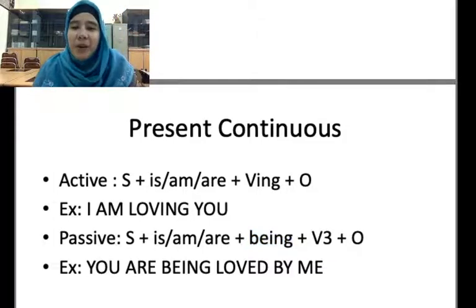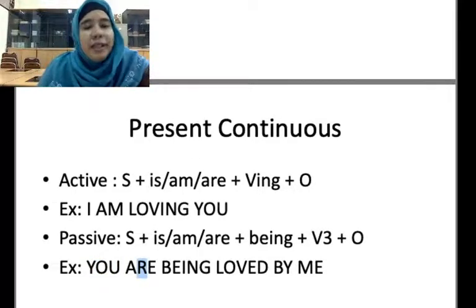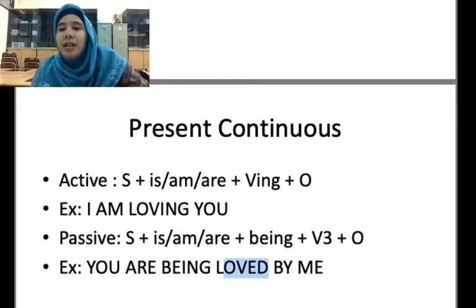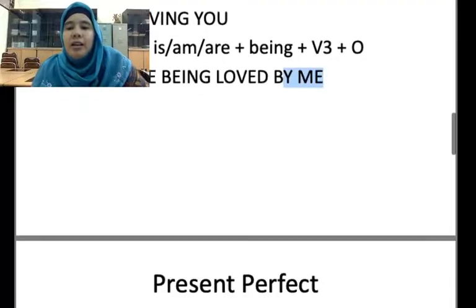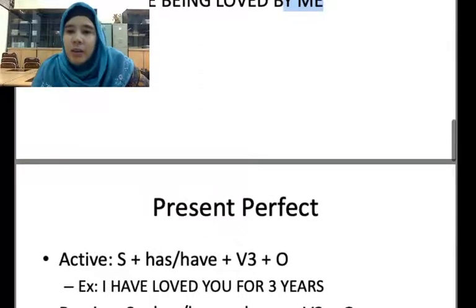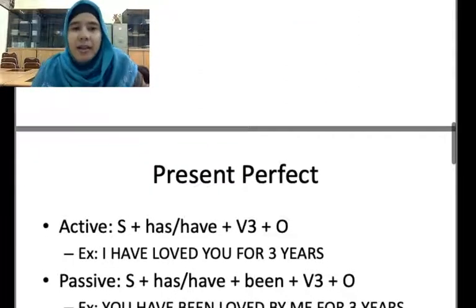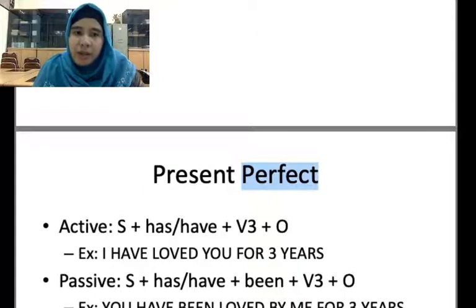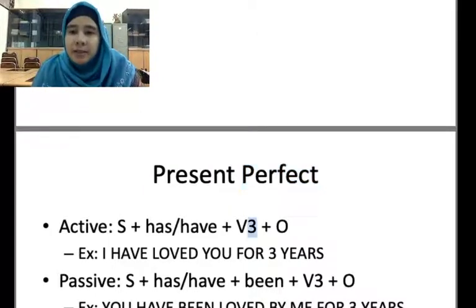Right. And then you are being loved by me. You is the subject. Are is the auxiliary atau be-nya. Being is the representative of the continuous, and then loved is verb 3, and then by me is the object. Okay, I'm going to the present perfect, everyone. Remember, kalau tadi continuous adalah verb ing, kalau perfect is the verb 3. Every perfect, apapun itu, present, past, atau future, selalu ada verb 3 di sini.